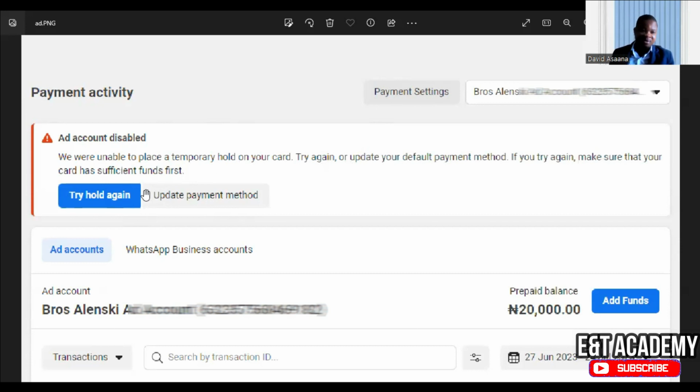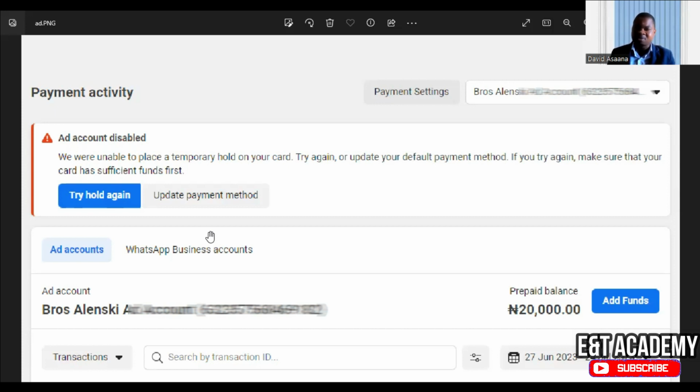Now, in fact, even if it's a postpaid ad account, it makes some sense somehow, because they will tell you there is insufficient funds. And for a postpaid ad account, the advert will run before you pay. So normally they try to check whether you have enough money in your debit card. So when they try hold again and there is not enough money, they will probably say temporary hold unsuccessful.